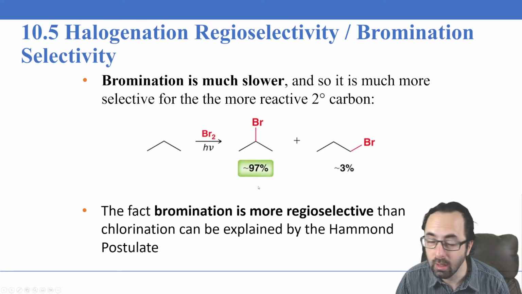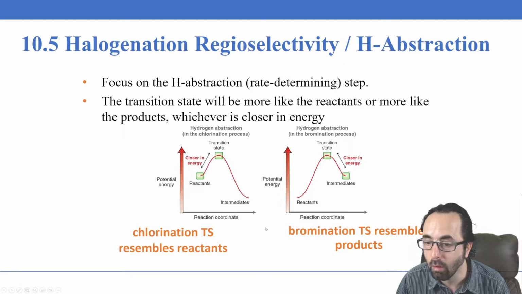With the bromination, it's overall going to go much slower because the first step has a high activation energy, but it's also going to be much more selective because the slow step is very slow, and it's going to produce mostly secondary products because those are lower in energy, and those will be the ones that go on to produce the products very readily in the second step, whereas the primary radicals are not going to be produced pretty much at all. So the bromination is much more regioselective than the chlorination, and this can be explained by the so-called Hammond postulate.